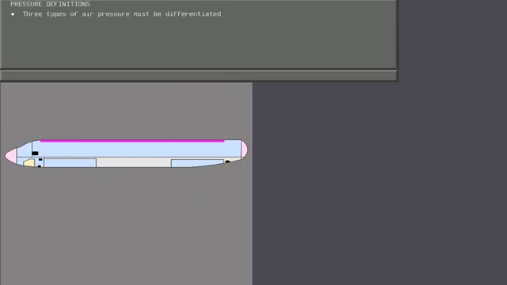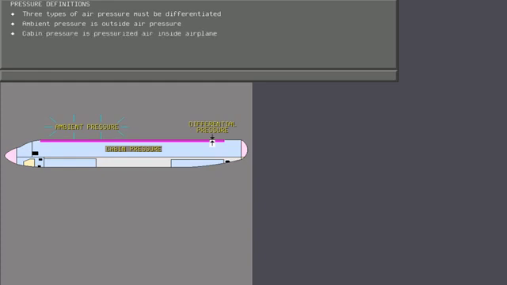To understand the concept of airplane pressurization, three types of air pressure must be differentiated. Ambient pressure is the outside air pressure. Cabin pressure is the pressurized air inside the airplane, and differential pressure is the difference between the cabin pressure and the ambient pressure.